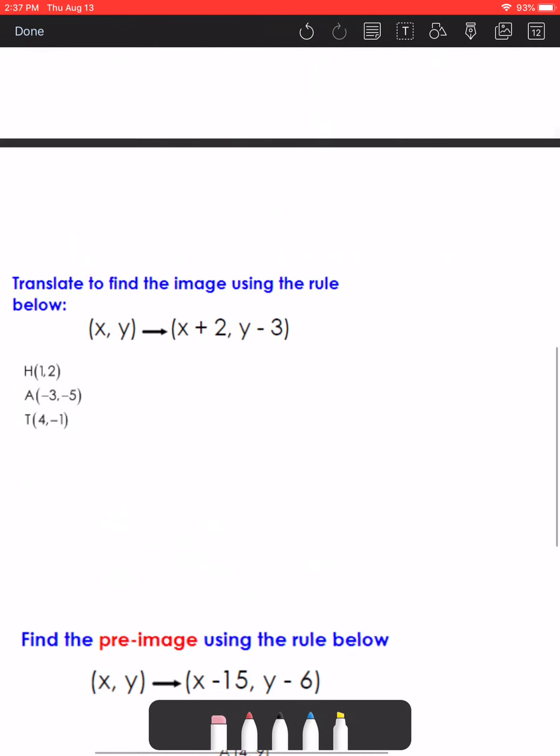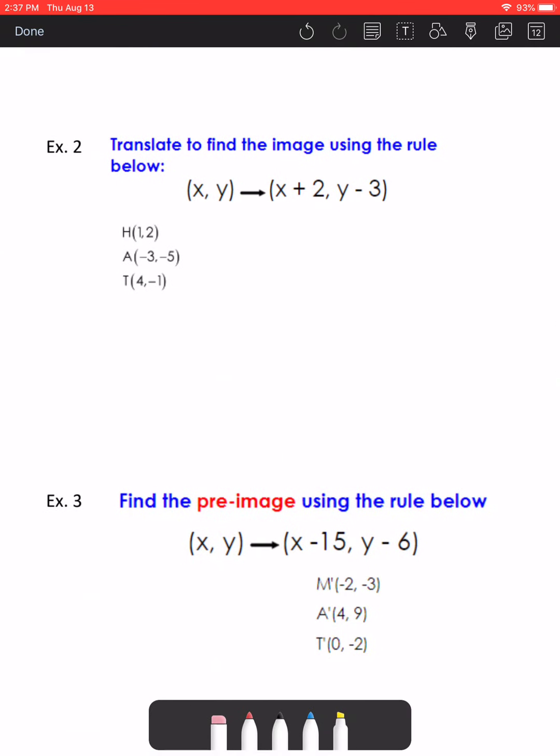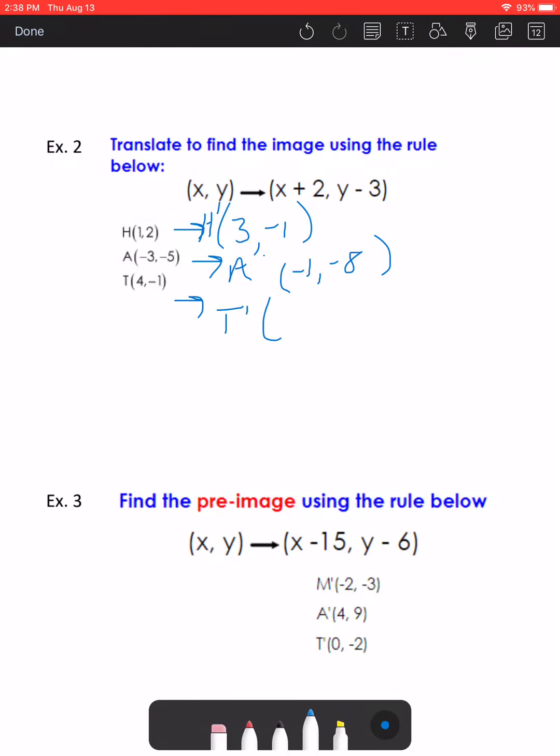All right, so let's look at the next example. You guys try this one on your own. Pause the video, and then let's come back and see if you got it right. All right, so for H prime, you should have gotten 3, -1. For A prime, you should have gotten -1, -8. And for T prime, you should have gotten 6, -4. Okay, hopefully you did okay on that.